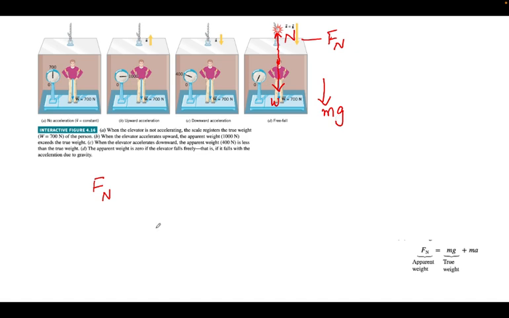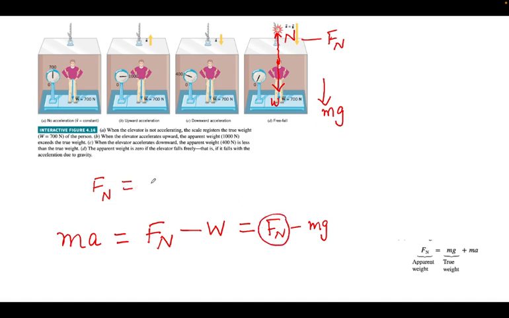So here the total force, which is mass into acceleration, is equal to the normal reaction, which is upward, minus the weight of the body, which is m into g. So from here we can find the value of Fn. This comes out to be equal to mg plus ma.